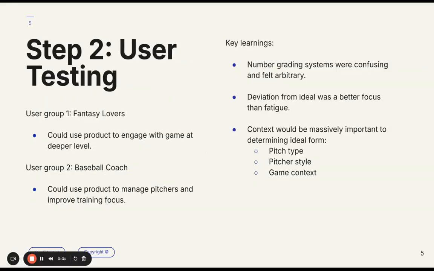I took this to a fantasy baseball lover as well as a baseball coach and got some feedback. I learned that the number grading systems were confusing and felt arbitrary. What was a 4 out of 10 arm? I also learned that deviation from ideal was a better focus instead of fatigue, as fatigue could be misleading. I also learned to add a bunch of context, as it would be important to grading each pitcher in their own framework rather than just having one right way to grade a fastball.